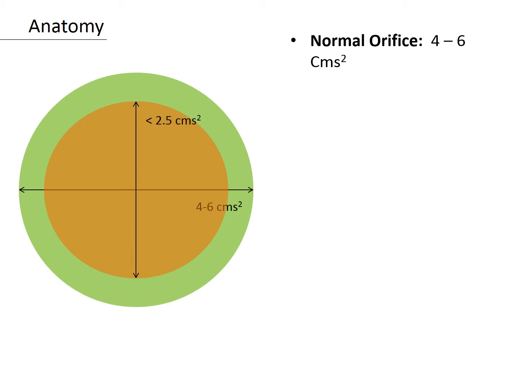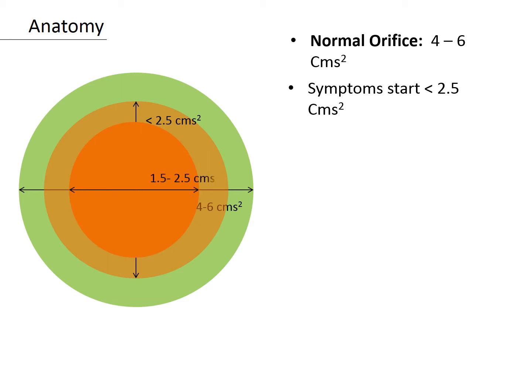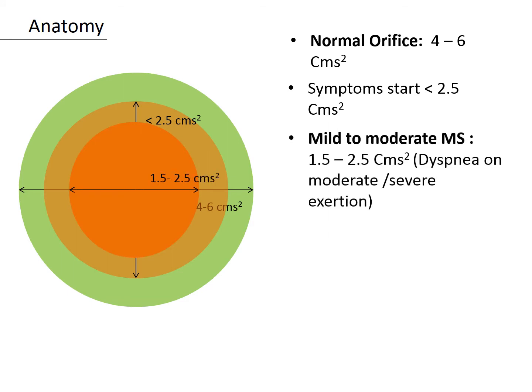The severity of mitral stenosis is defined by the orifice area of the valve. The patient usually becomes symptomatic when the mitral valve orifice area is reduced to below 2.5 centimeters squared. A mitral valve area between 1.5 and 2.5 centimeters squared is considered mild to moderate mitral stenosis. Patients with mild to moderate mitral stenosis usually have dyspnea precipitated by moderate to severe exertion.